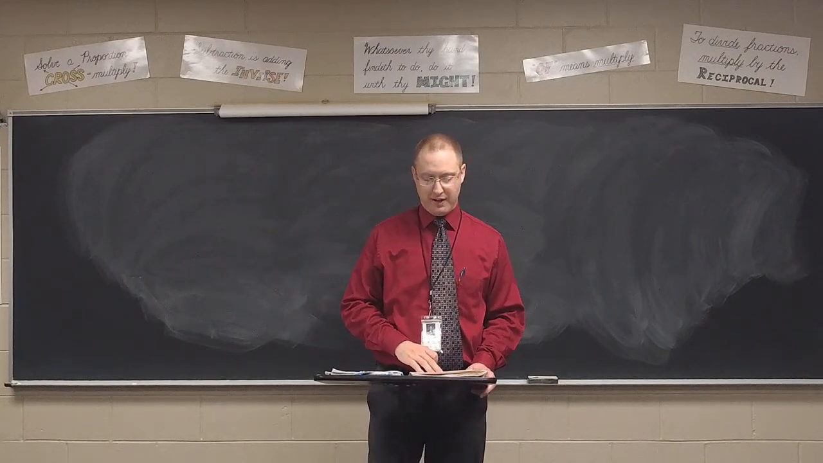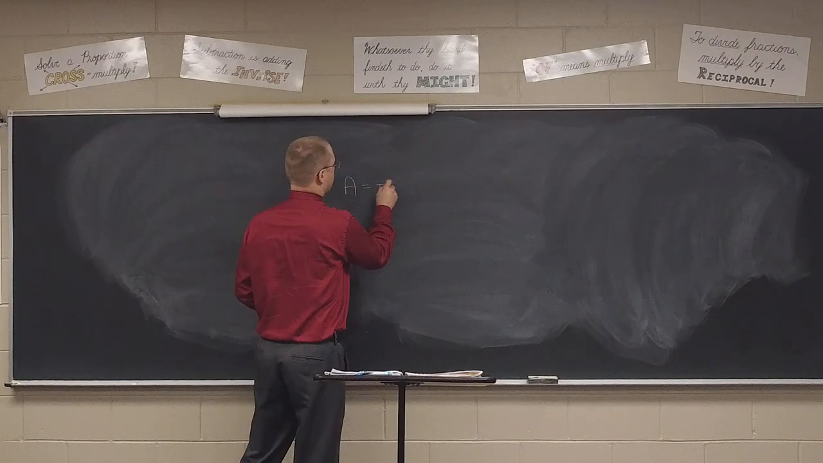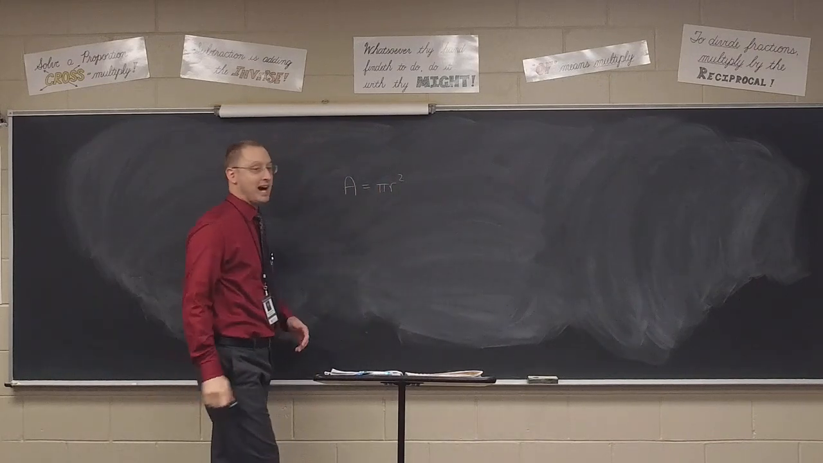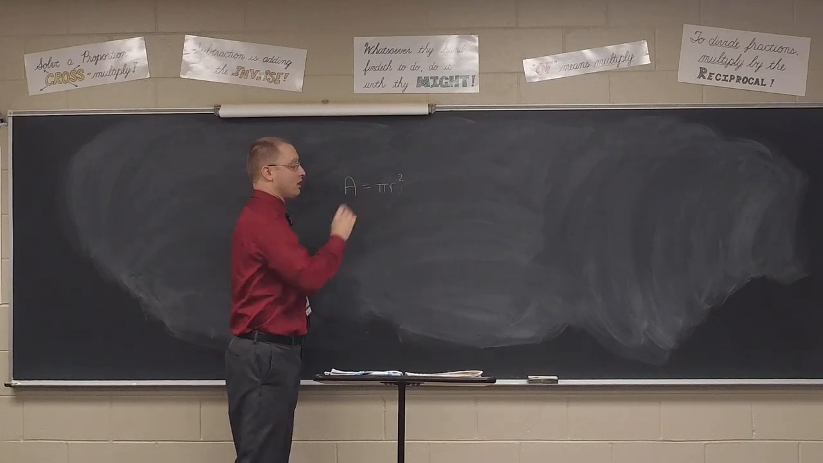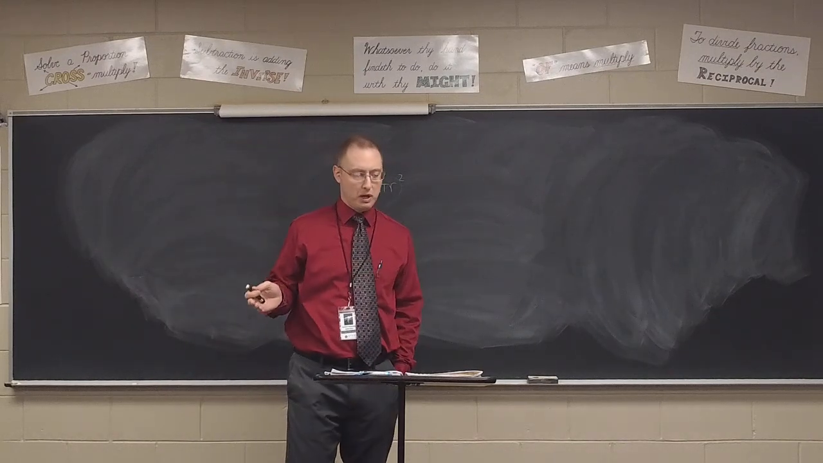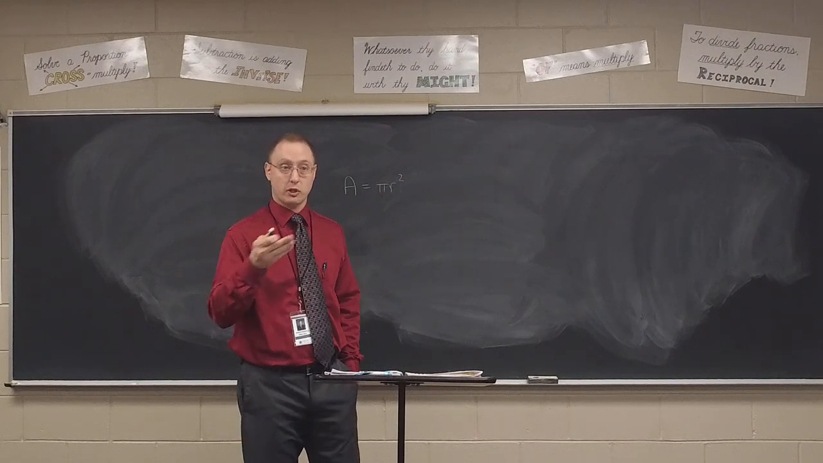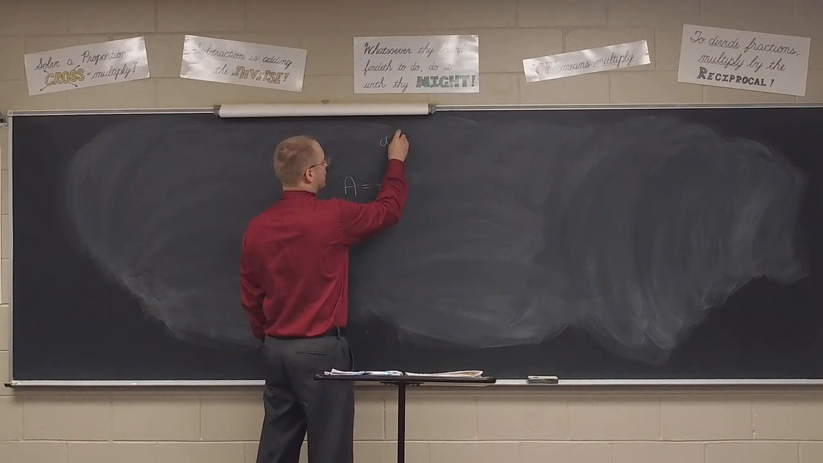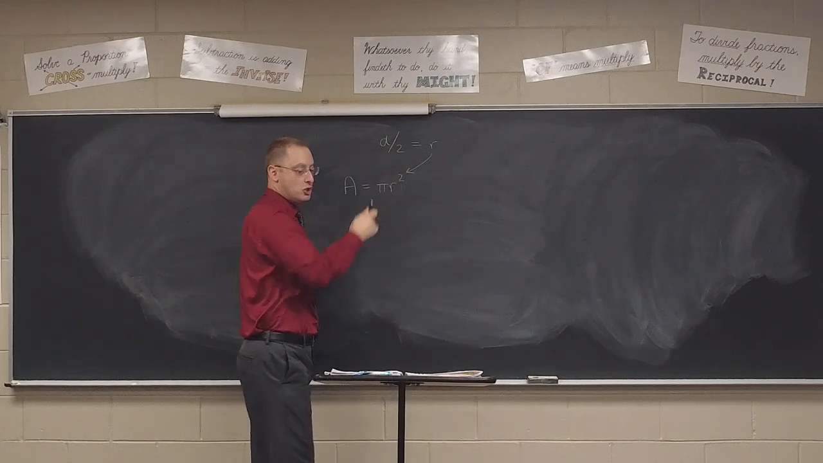All right, the next one is to find the area of a circle. For the area of a circle, it's in the text there, but the area formula is pi r squared. Now here that means you're going to have to start by squaring the radius. But what if they gave you a diameter? You'd have to cut the diameter in half, then square it.